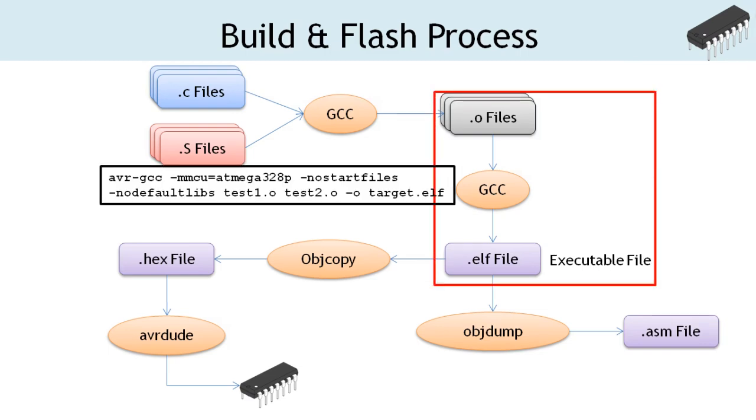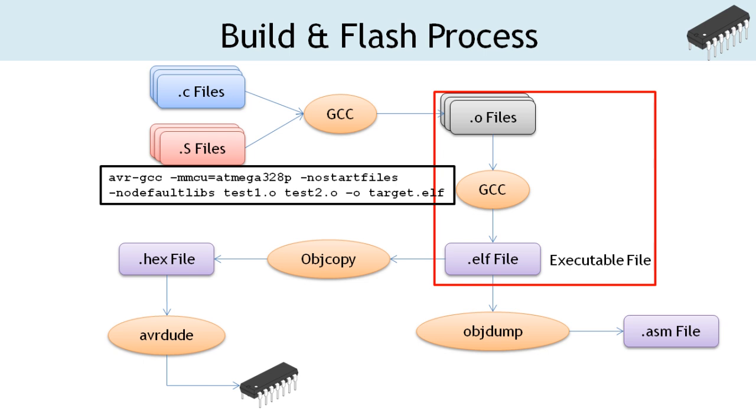The second step in compilation is linking. Again, the GCC compiler is used to link all the object files and generate an executable file. The executable file is also in ELF format. The "-mmcu" option has the same meaning as earlier. It is used to specify the microcontroller for which the compilation has to be done.